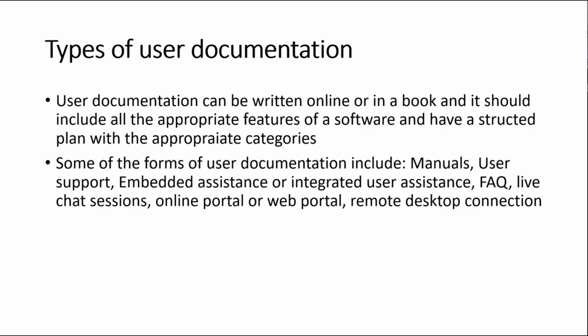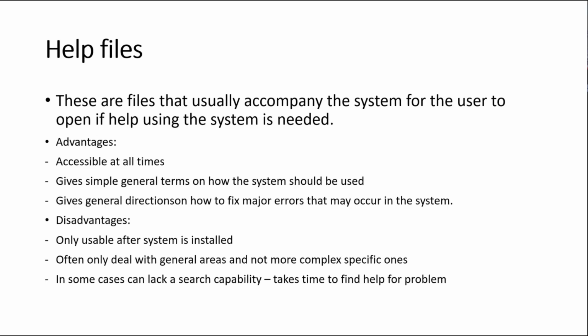Types of user documentation. User documentation can be written online or in a book, and it should include all the appropriate features of software and have a structured plan with appropriate categories. Some of the forms of user documentation include manuals, user support, embedded assistance, or integrated user assistance, and so on. These are three of the most common user documentation you'll find.